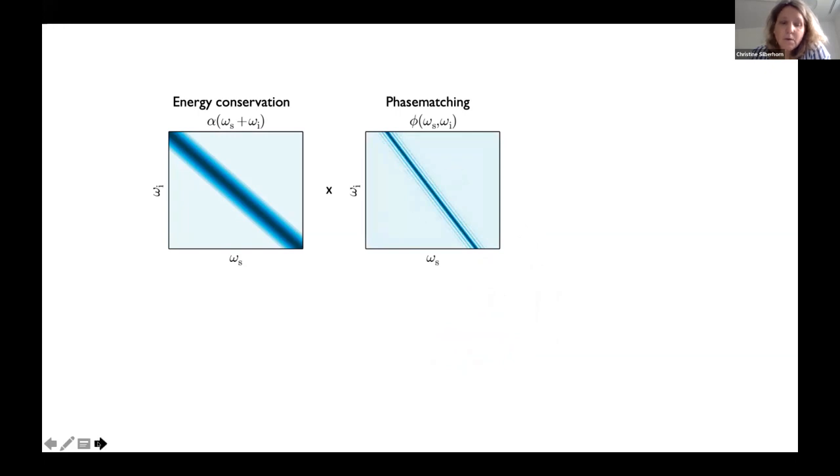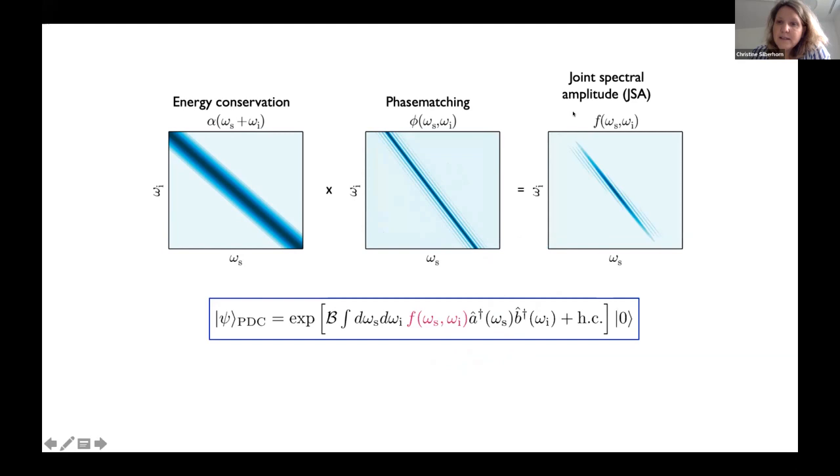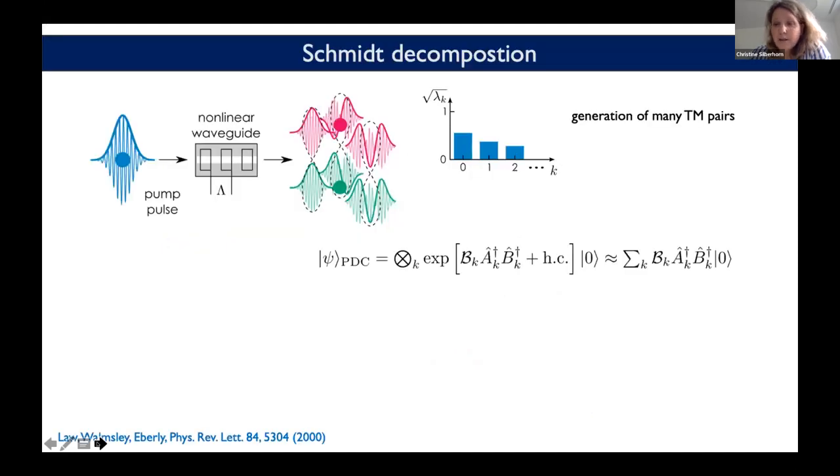We have another contour plot for that, which altogether in the overall process results in a joint spectral amplitude, where you typically will find that this function f(ω_s, ω_i) exhibits some correlations. Now, if you're talking about these pulsed photon pairs, I want to give you in a nutshell what that really can be interpreted as. I showed you that we want to have one pump pulse creating one signal and idler photon pulse, but unfortunately, that's not what's happening typically.